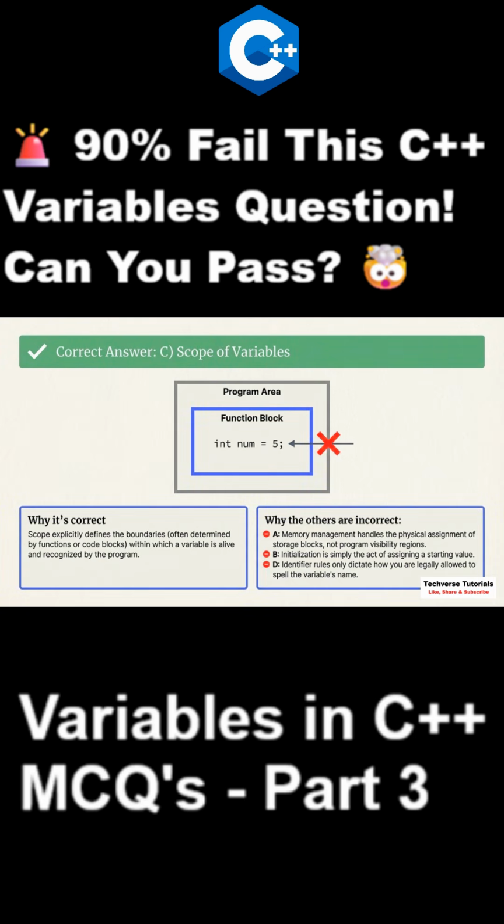Correct answer, C. Scope of variables. Why it's correct. Scope explicitly defines the boundaries, often determined by functions or code blocks, within which a variable is alive and recognized by the program.